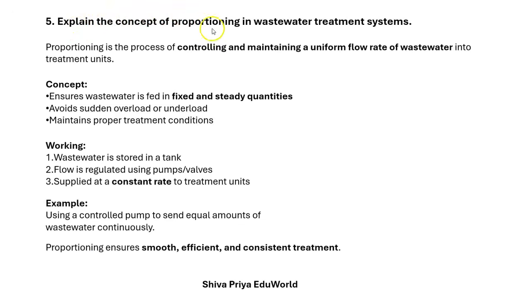Explain the concept of proportioning in wastewater treatment system. Proportioning is the process of controlling and maintaining a uniform flow rate of wastewater into the treatment units. Let us understand. It ensures the wastewater is fed in fixed and steady quantities. It avoids sudden overloads and underloads. It maintains the proper treatment conditions. That is why it is very important. This is the whole concept of proportioning.